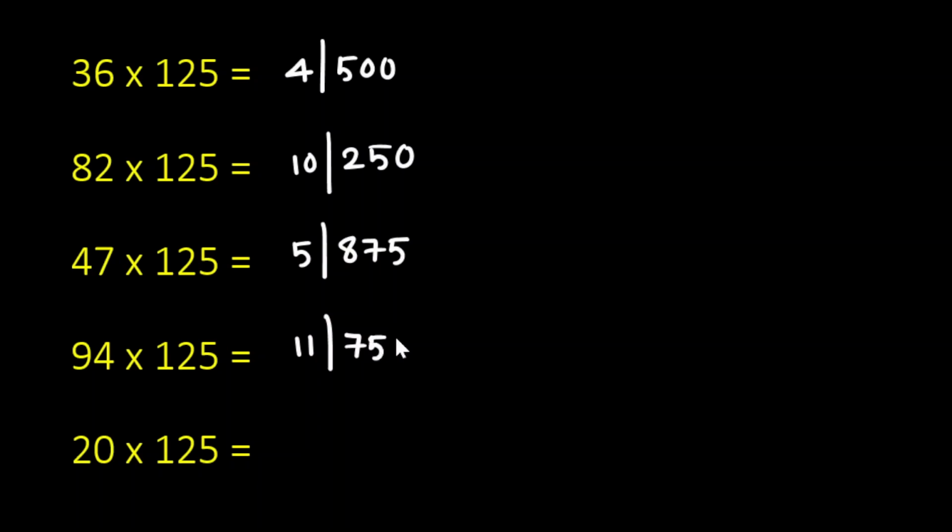94 when divided by 8, the quotient is 11 and the remainder is 6. 125 into 6 is 750. So that is 11,750. 20 when divided by 8, the quotient is 2 and the remainder is 4. So 4 into 125 is 500. So it is 2500.